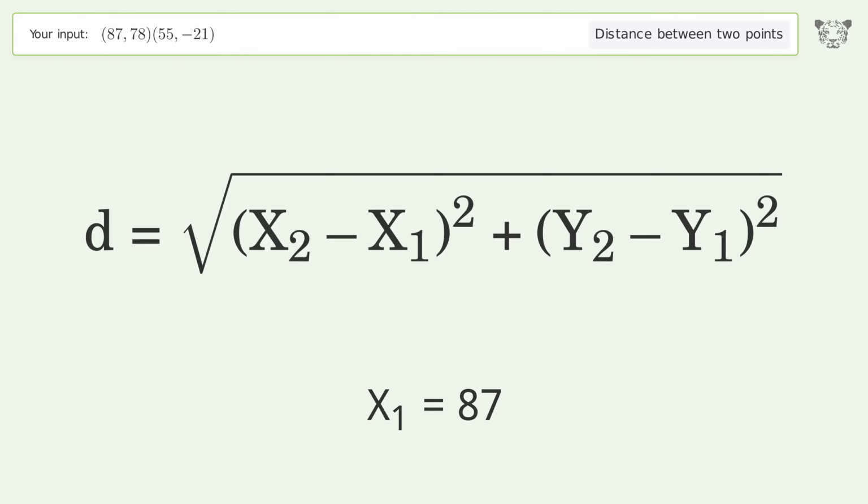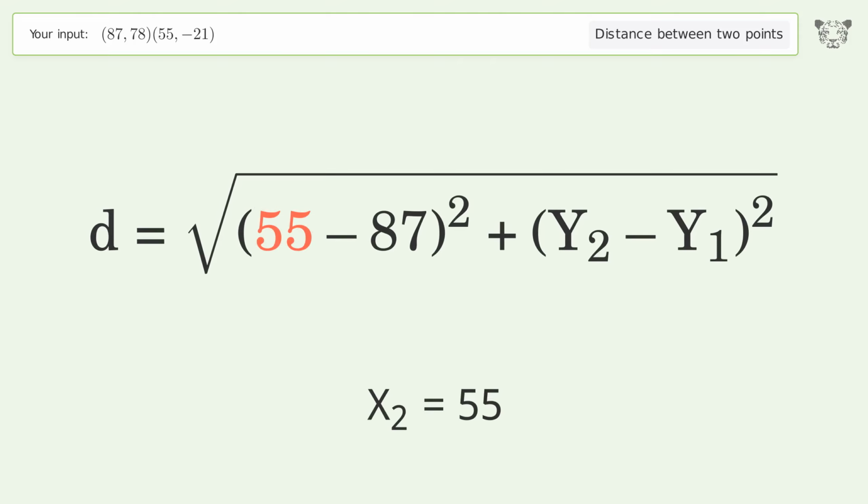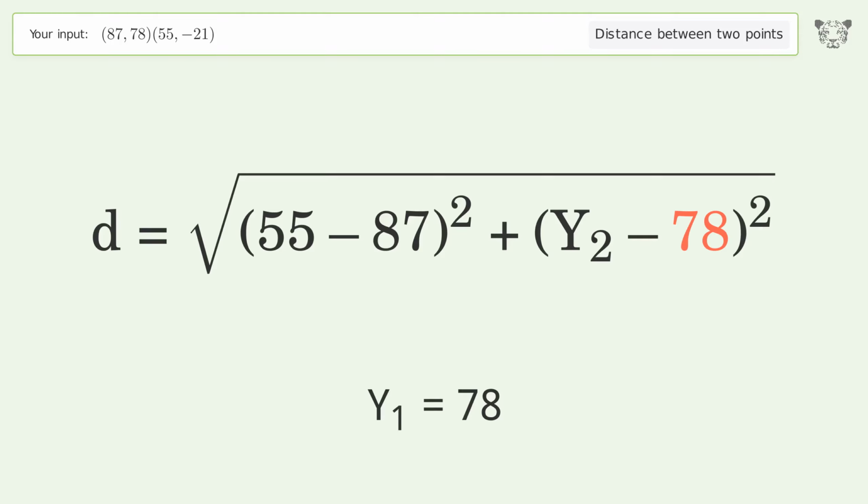x1 equals 87. x2 equals 55. y1 equals 78. y2 equals negative 21.